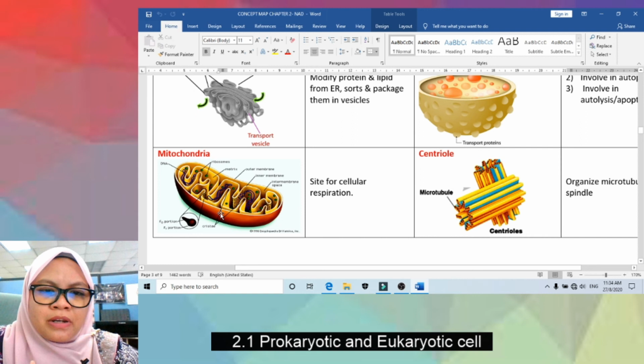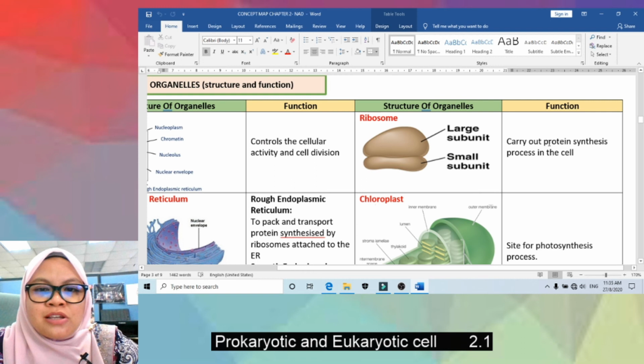Okay, so ribosome, as you learn in chapter 6 in translation, ribosome has two subunits, a larger subunit and a smaller subunit, and the function of this ribosome is to carry out protein synthesis. So this ribosome is involved in translation, which produces protein.